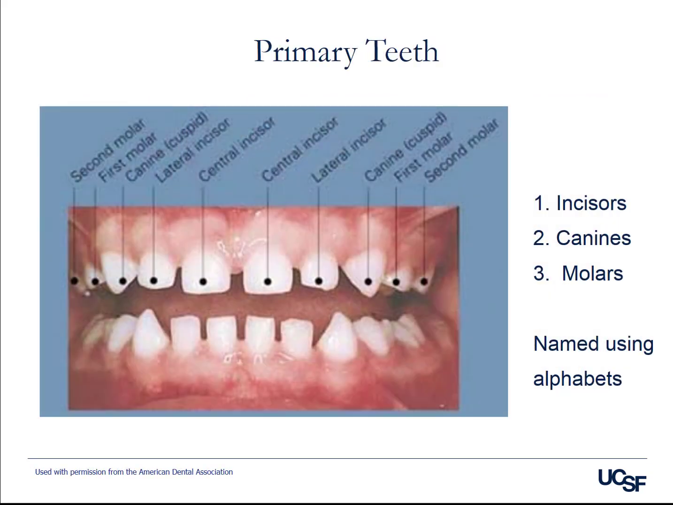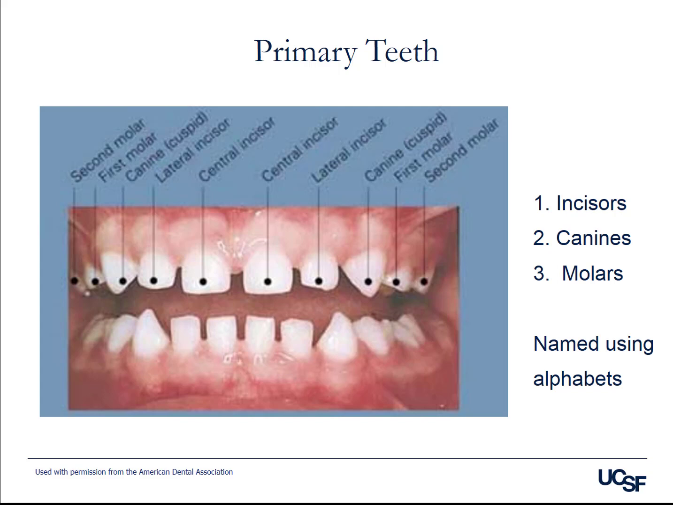Now here is a demonstration of primary teeth. The primary teeth are named according to a nomenclature using alphabet letters. So letter A is used for the upper right molar. Letter A is the second primary molar, and then B is the first primary molar, C is the primary canine, and you go across from upper right toward the upper left: D, E, F, G, H, I, and J. That's 10 primary teeth on top.